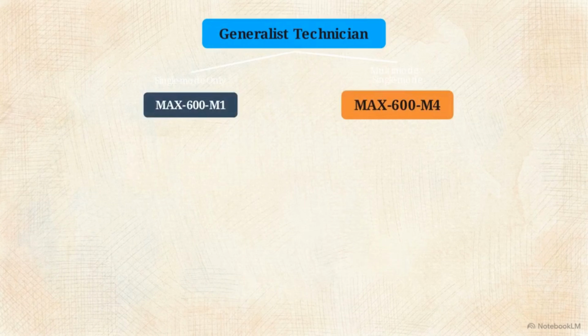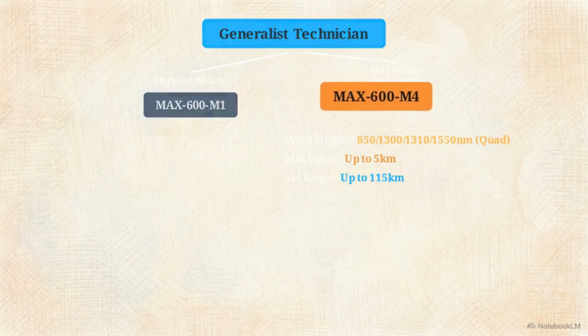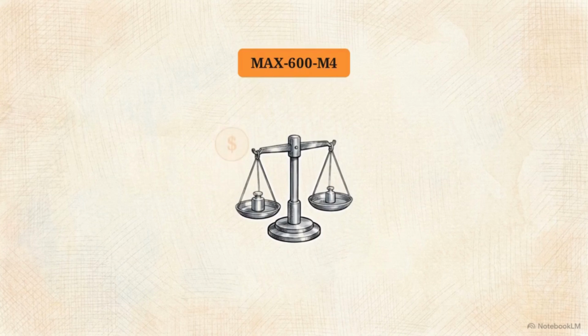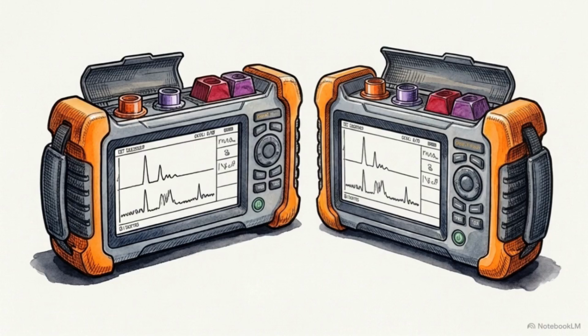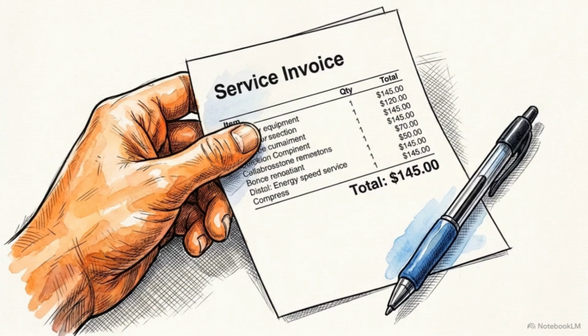The M4's 4-wavelength setup allows testing short multi-mode lengths up to 5 kilometers and standard single-mode lengths up to 115 kilometers from one unit. Buying the M4 means paying a premium for multi-mode compatibility, but sacrificing the extreme single-mode distance capabilities of higher-end models. The Type 1 and Type 4 units are optimized for broad daily utility. They handle the vast majority of standard cabling jobs without overcharging you for specialized power you won't use.